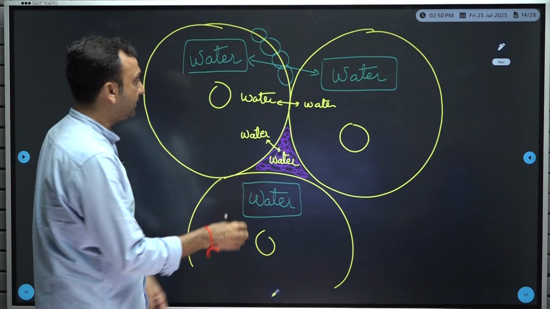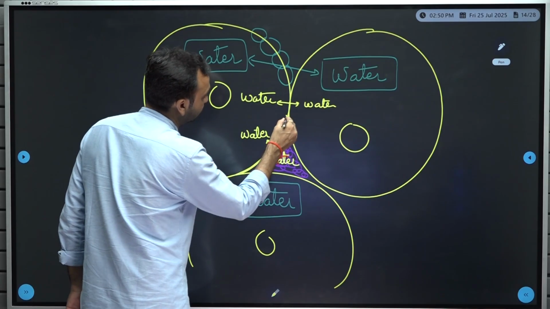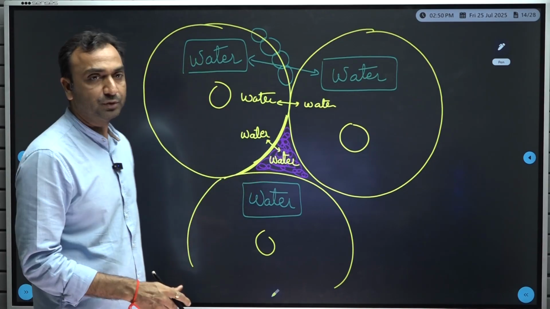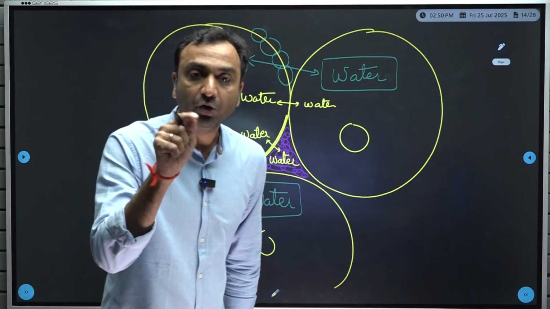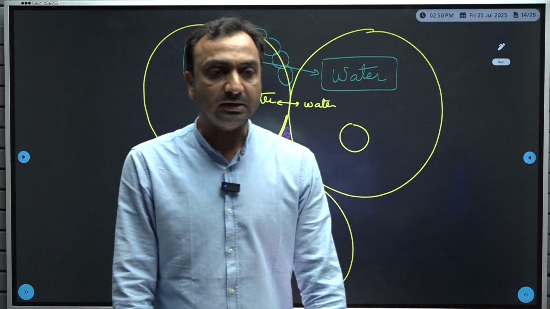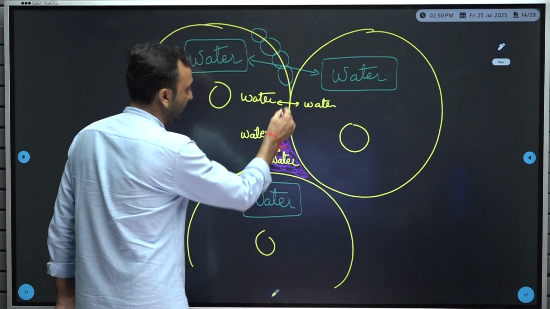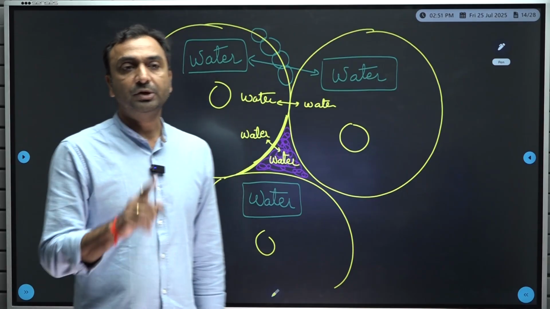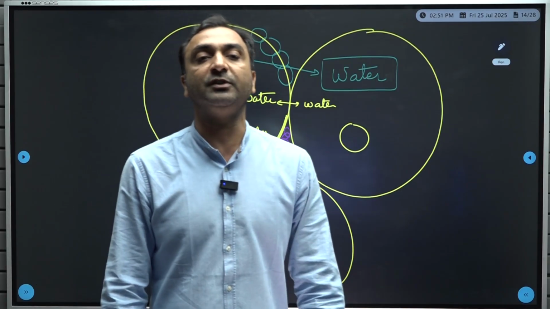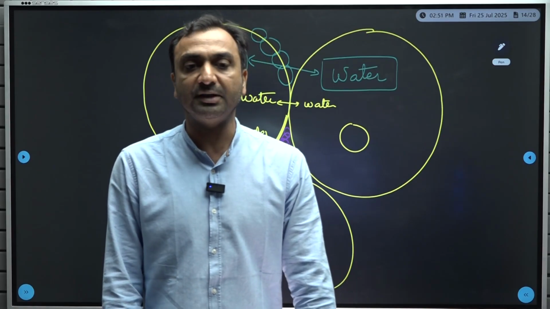So to separate water and to keep them separated, I need to use a substance which cannot dissolve in water. Right? I need to use a material to make this membrane which cannot dissolve in water. That's the clear message which is getting passed from my side.